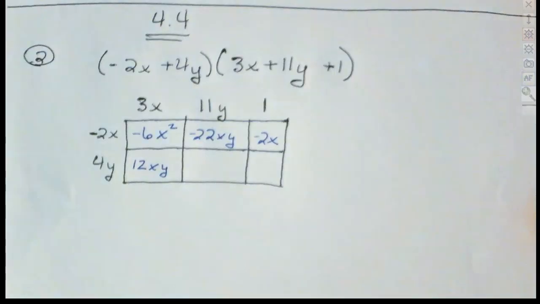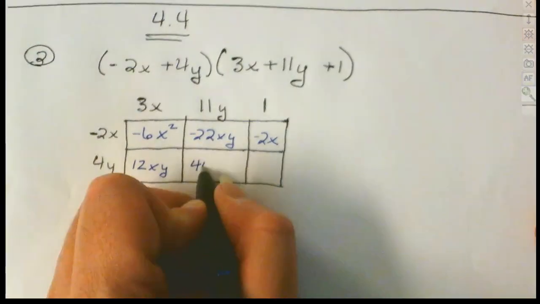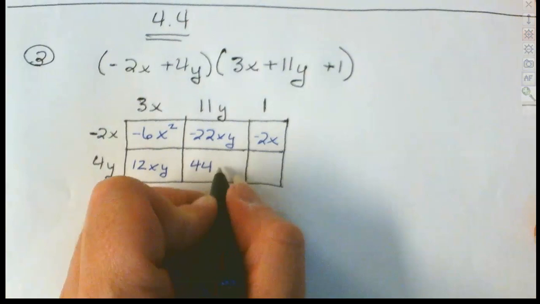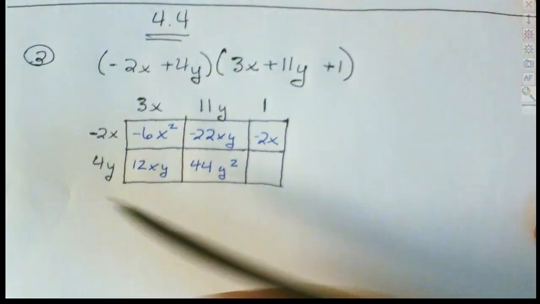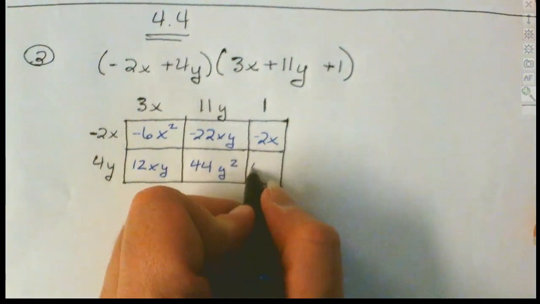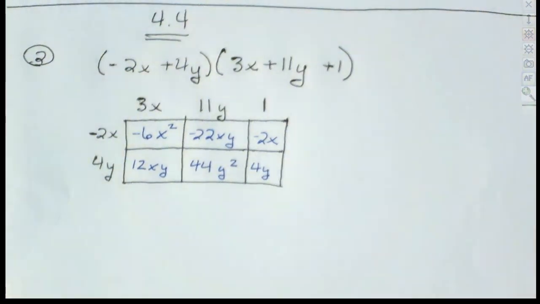Then we've got 4 times 11. That's a 44. Y times y, that's y squared. And then we have 4y times 1. So it stays the same as 4y. Now we put these together.